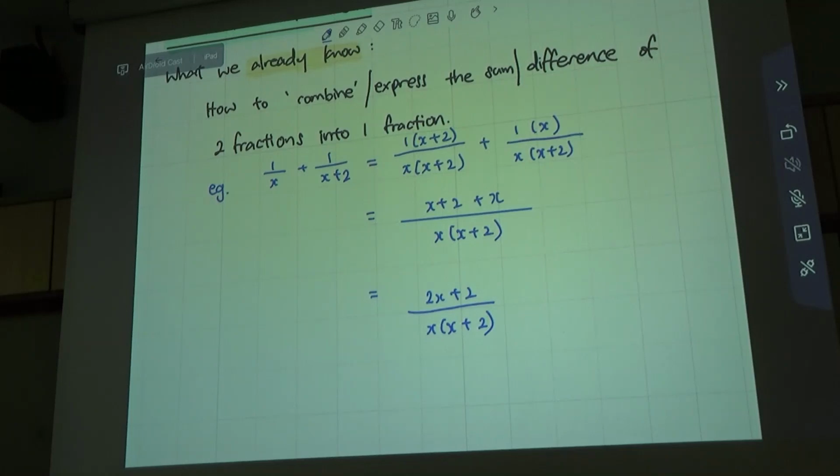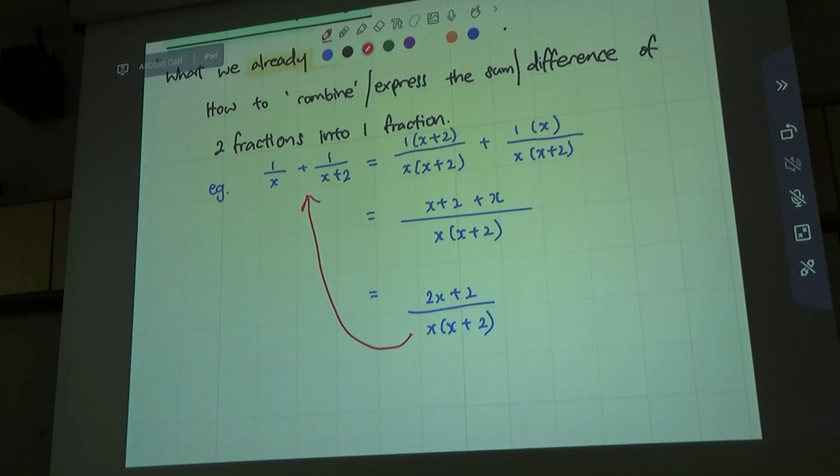The same method will apply even if it's for subtraction. So if it were to be a minus sign over here for example, the method will apply. Just that we have to be careful in terms of how we simplify it. Okay? But this is not what we're going to learn today. What we're going to learn today is how do we actually move from here to here.